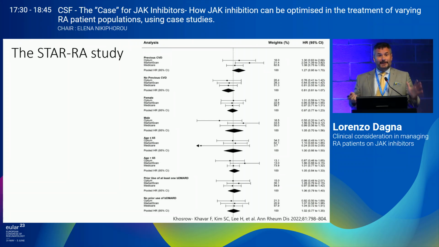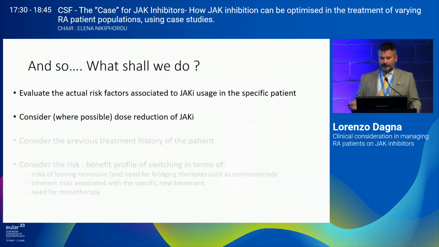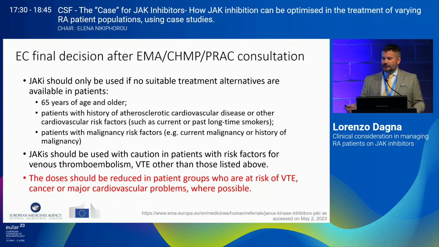Whereas there are others that, by the way, are correctable. So we can work on that. We can reduce BP. We can control diabetes. We can control hypercholesterolemia. They won't be influencing that much the outcome. The other thing that we could be doing is to consider a reduction of the JAK inhibitor. And you know that the EMA also suggested, if possible, to use a lower dose of JAK inhibitor if this is feasible. So this is something that could be done.